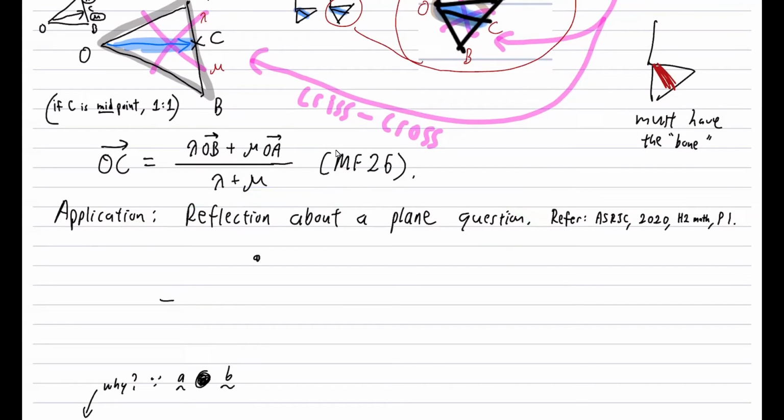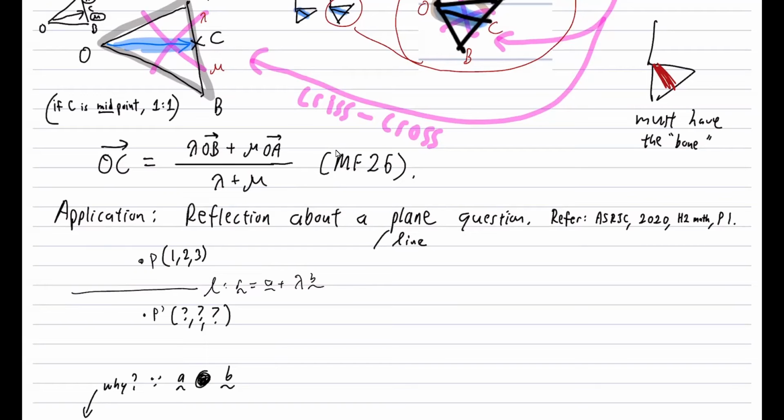You have, let's say, a line L: R equals A plus lambda B, and then you can have a reflection about the line. This one is called reflection about a line. Sorry, I should have mentioned this as well: about a plane or line. That's version 1. You want to find the coordinates of this P prime, given that you know the coordinates of P, let's say 1, 2, 3. You need to find out P prime, the reflection about the line.